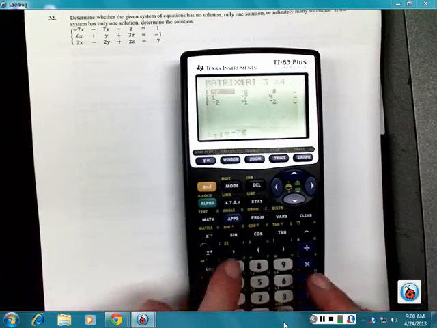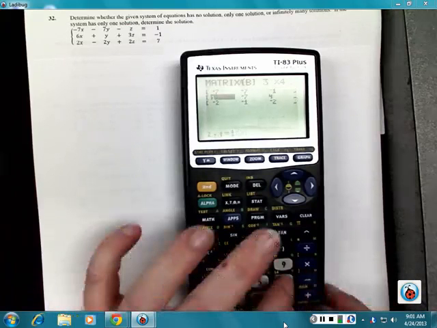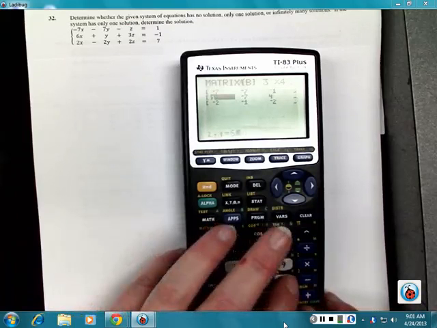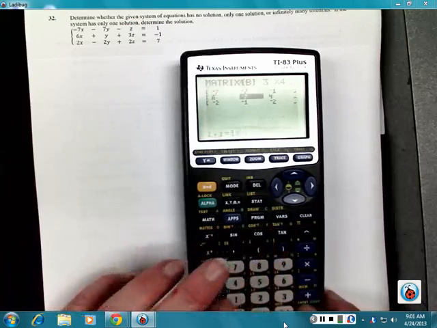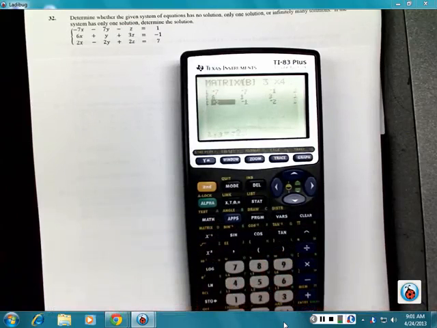-7, enter, -7, enter, -1, enter, 1, enter. Do the next line, 6, enter, 1, enter, 3, enter, -1, enter. And last, 2, enter, -2, enter, 2, enter, 7, enter. Okay, so I got it in there. Now what?